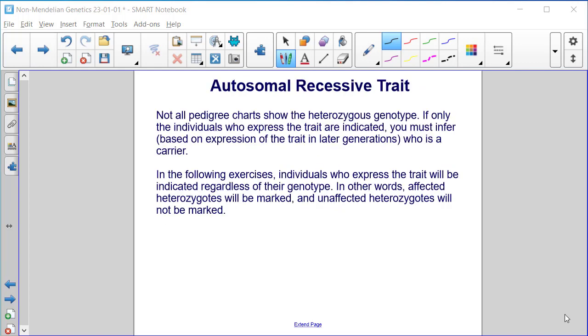Autosomal recessive traits. Not all pedigree charts show the heterozygous genotype. If only the individuals who express the trait are indicated, you must infer, based on expression of the trait in later generations, who is a carrier. In the following exercises, individuals who express the trait will be indicated, regardless of their genotype. In other words, affected heterozygotes will be marked, and unaffected heterozygotes will not be marked.